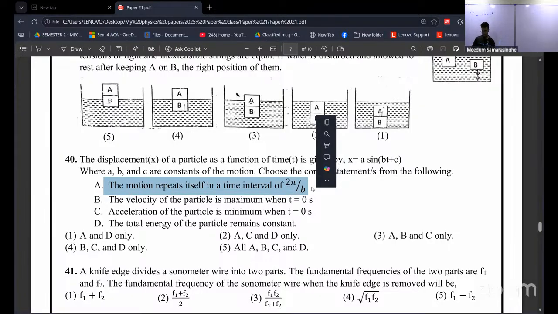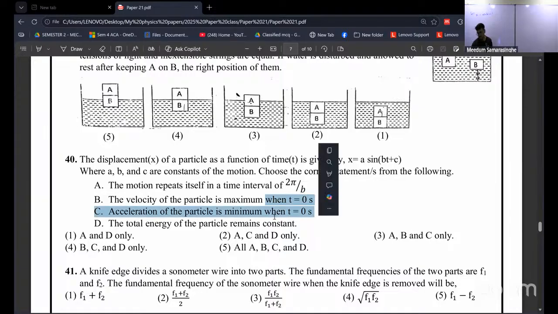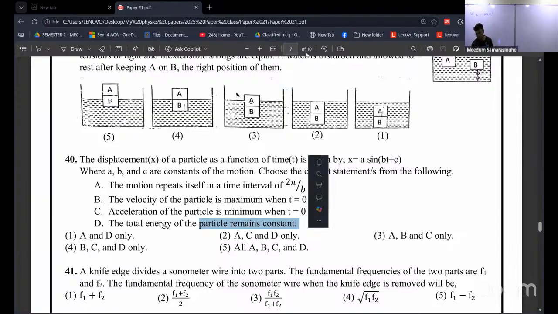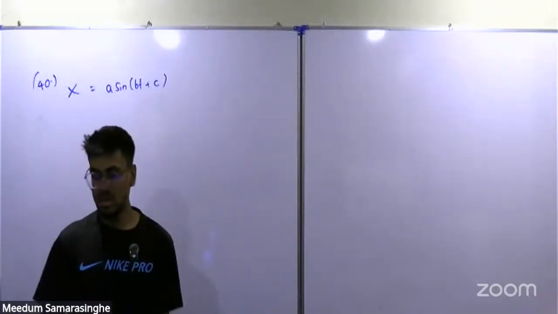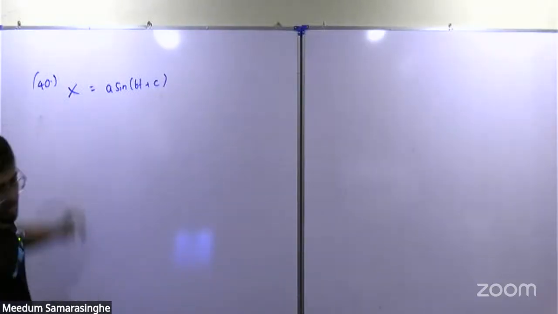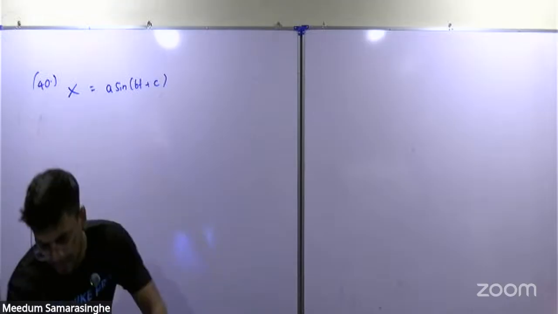So we need to first find the periodic time. And the velocity of the particle is maximum when t equals 0, so let's find the velocity when time equals 0. And the acceleration is minimum at time equals 0. Total energy of the particle remains constant. Yeah, we can assume if there is no energy loss, the total energy remains the same. First we will find the periodic time.